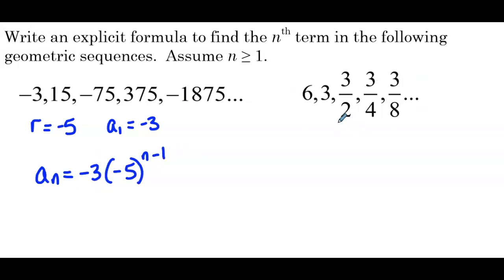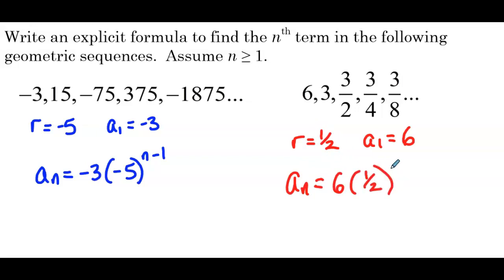Our next sequence, we identified the common ratio to be 1/2. The first term is 6. So the explicit formula, a sub n equals, the coefficient is the first term, 6. The common ratio is the base, so 1/2, to the n minus 1.